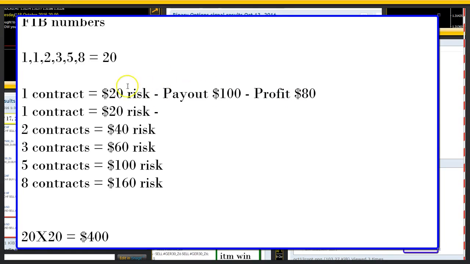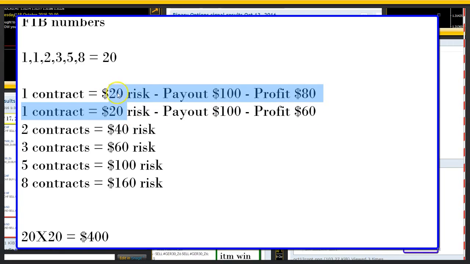Let's say you lose that trade. Well, you lose 20 bucks. Okay, on the next one, you risk 20 again, and if your payout would be 100, and your profit would be 60. Now, why would it be 60 instead of 80? Think about that for a second. Why would it be 60 instead of 80? Because you have to take into effect this 20 and this 20. 100 minus 20 minus 20 equals 60.